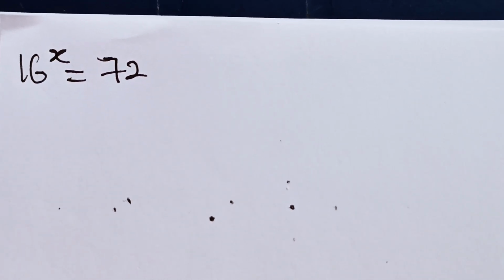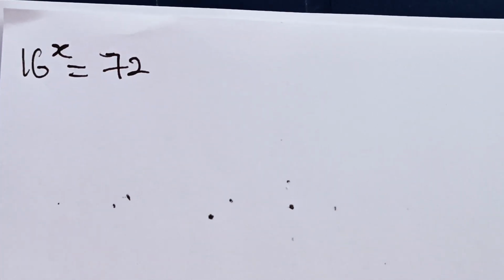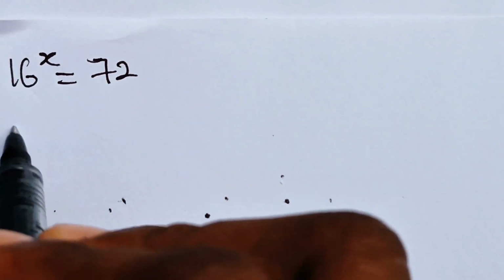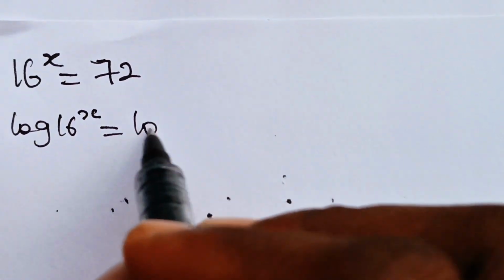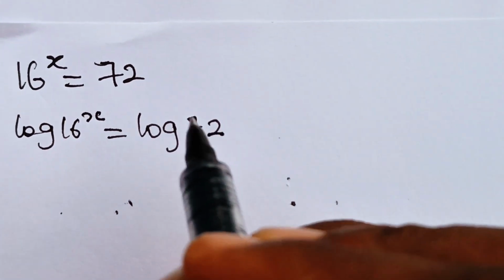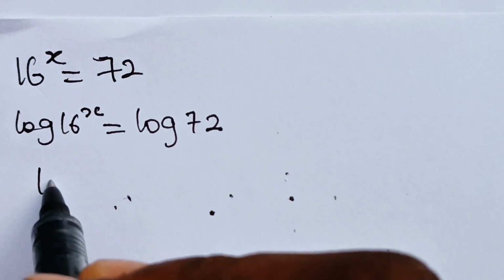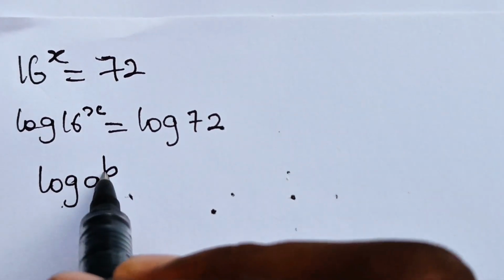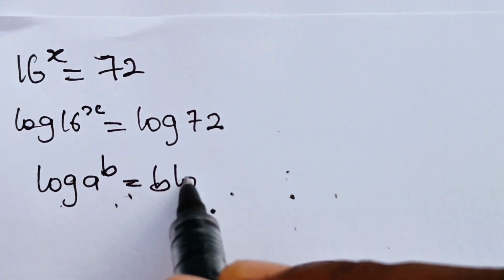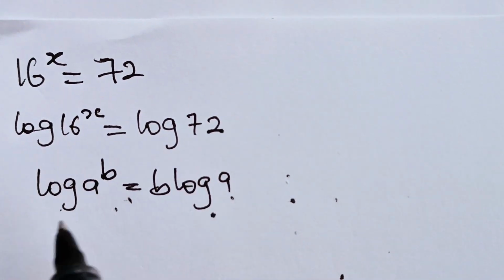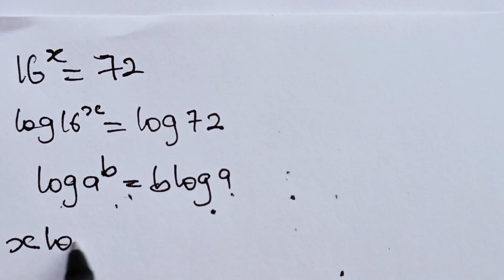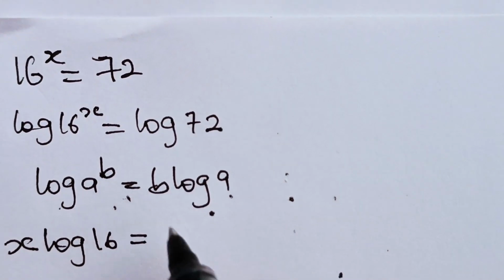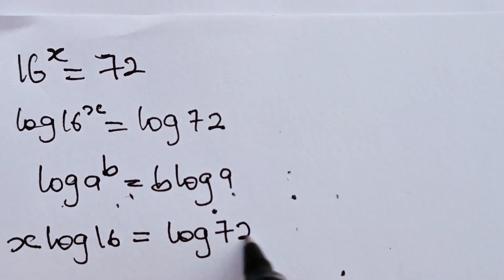Let's solve for the value of x. Let's introduce log to both sides of this equation. When we do that, we have log 16 to the power of x is equal to log 72. Now, when you have log a to the power of b, this is equal to b multiplied by log a. So we can bring this down to have x log 16 is equal to log 72.